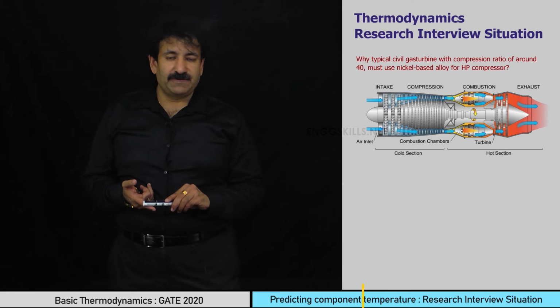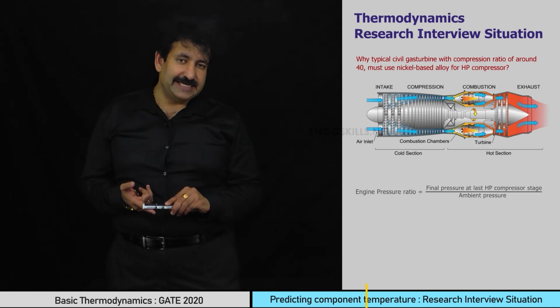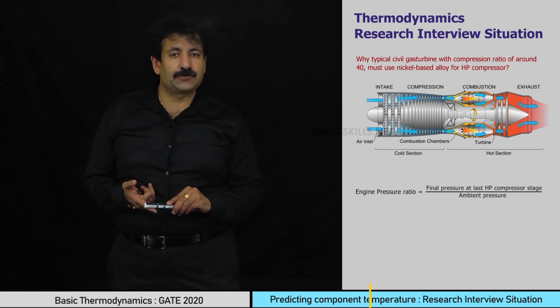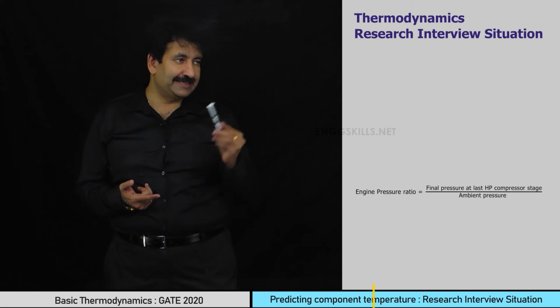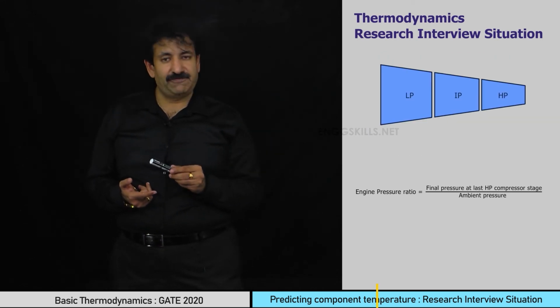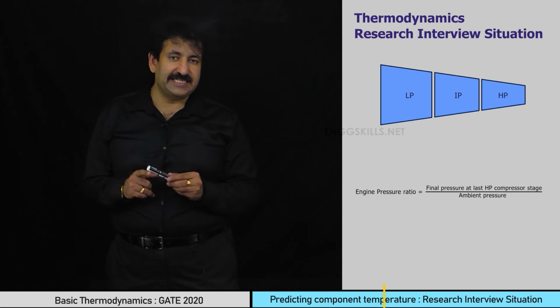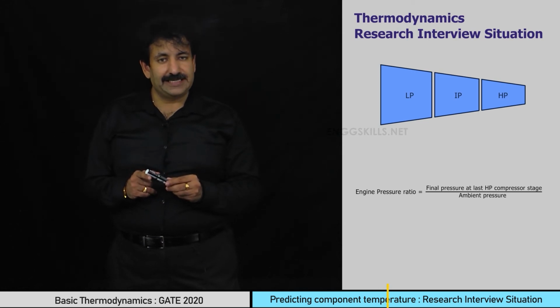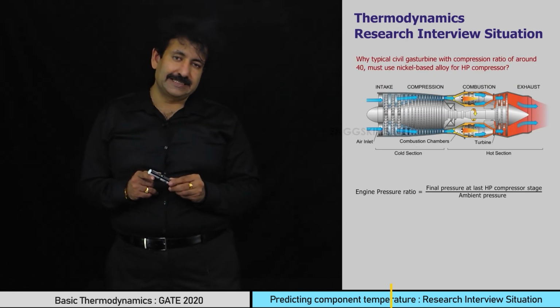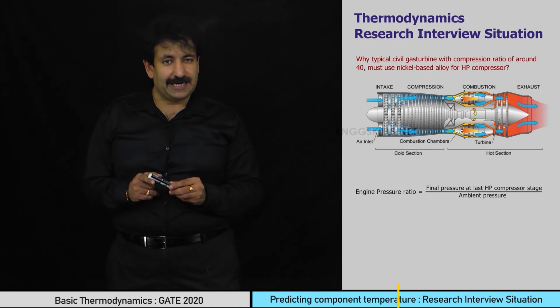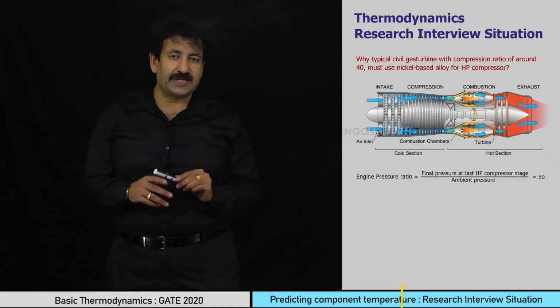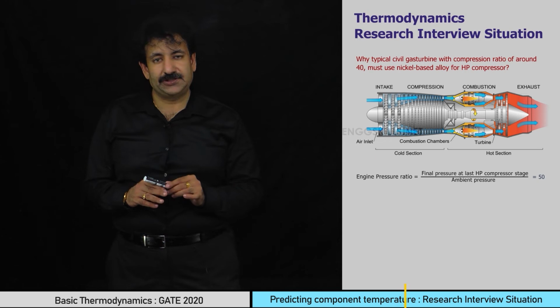Now here, one of the pieces of information that you require is the engine pressure ratio. Of course, the compression happens over 3 stages. But here, for ideal calculation, we assume that it happens over 1 stage. And if you look at the typical civil gas turbine engines, the engine pressure ratios are around 45 to 50. Let's assume an engine pressure ratio of 50.